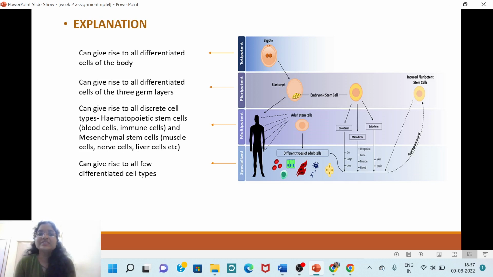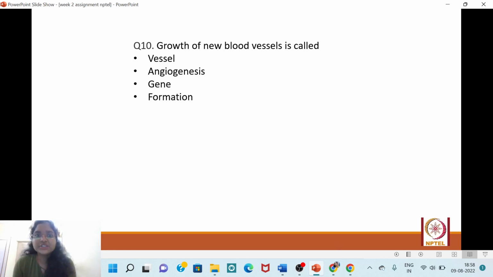So mesenchymal stem cells are multipotent in nature and they can give rise to many of the major cells which are the muscle cells, nerve cells, liver cells, whereas hematopoietic stem cells mainly give rise to blood cells and immune cells. And the last one is the specialized cells, which can give rise to very few differentiated cell types in our body, right? Moving on to the last question, we are at our last question of the session.